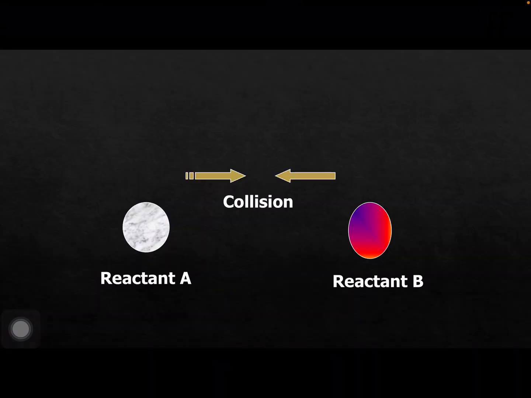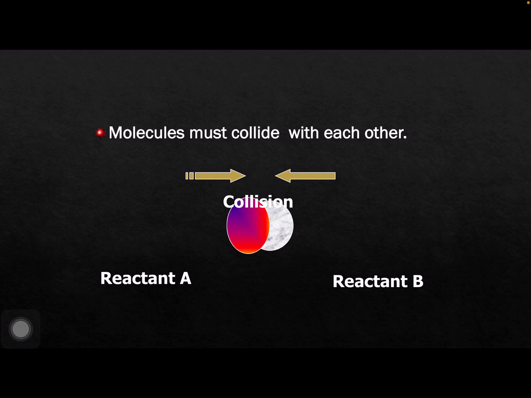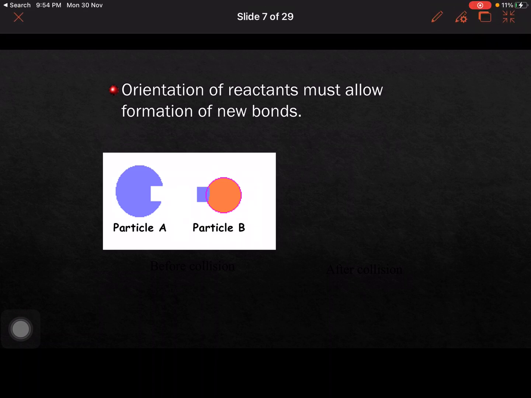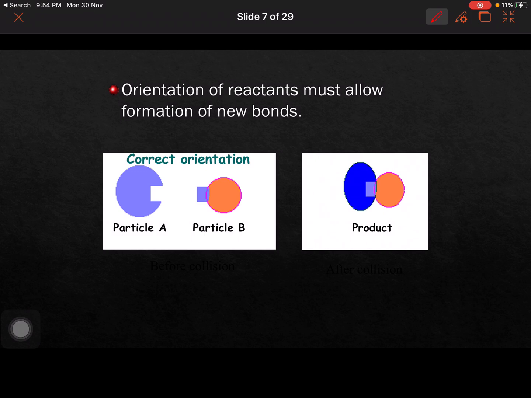Okay, let's look at this animation. It shows that for a reaction to occur, the particles must collide. Okay, berlakunya collision between reactant A and reactant B. Dan seterusnya, mesti berlaku pada correct orientation. Okay, contoh kita dekat sini, we have particles A, yang bentuk dia macam ni, and then particles B yang bentuk dia macam ni.